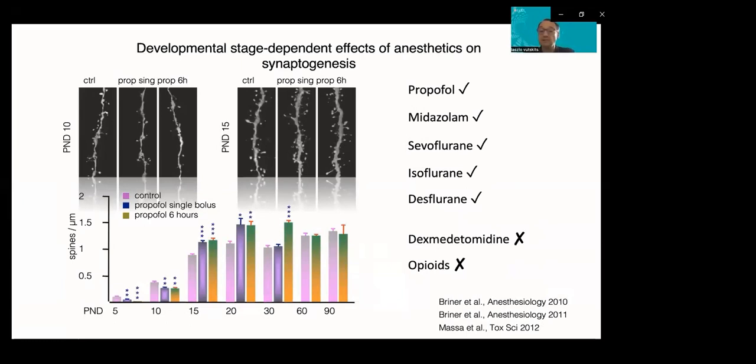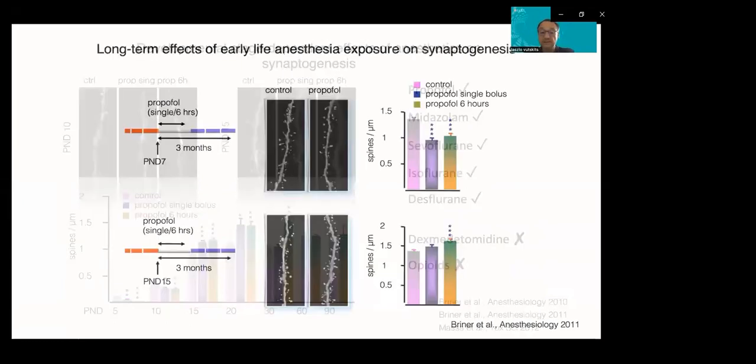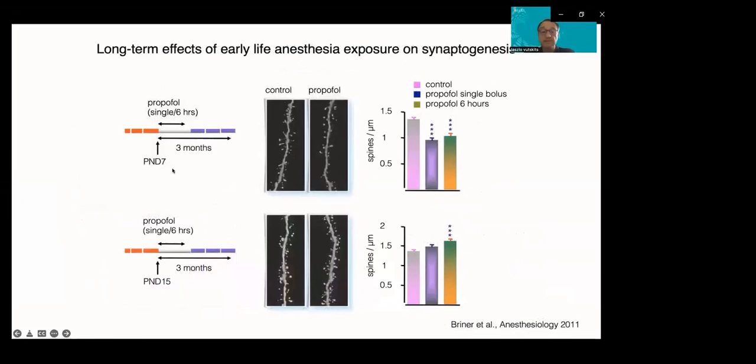And what's important is that even a single bolus exposure postnatally, during early life, and depending on what stage of early life you expose to these drugs, can have lasting effects. Even 3 months after, you can detect effects in terms of synaptic density that correlate with some behavioral dysfunction in adult animals after early life anesthesia exposure.